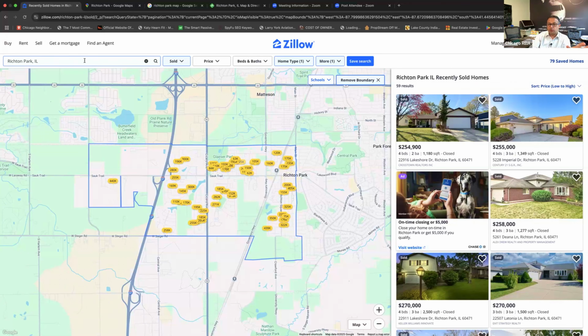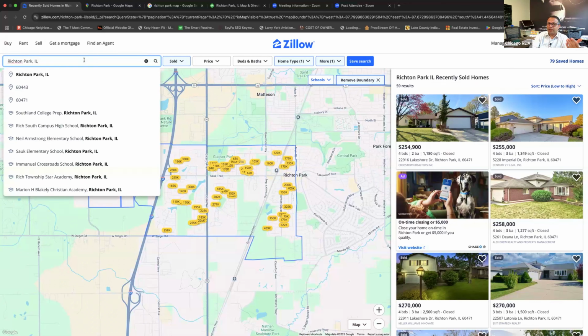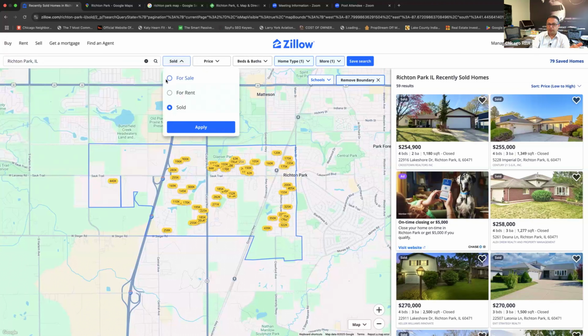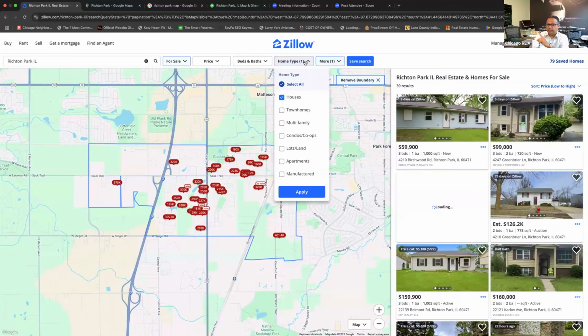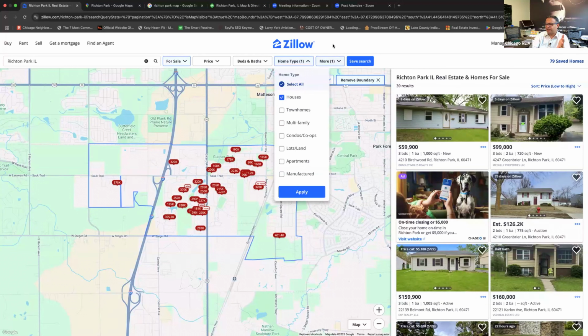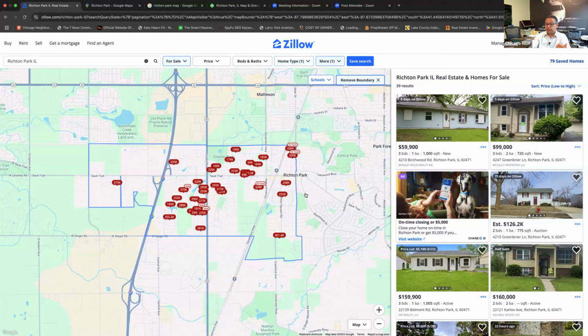So I'm going to first go to Zillow, and I'm going to look at how many properties are available in Richmond Park. If I go here to For Sale, I'm going to make sure I only have the houses turned on, because I'm not going to be competing with condos. Now I'm going to look at what the properties are.